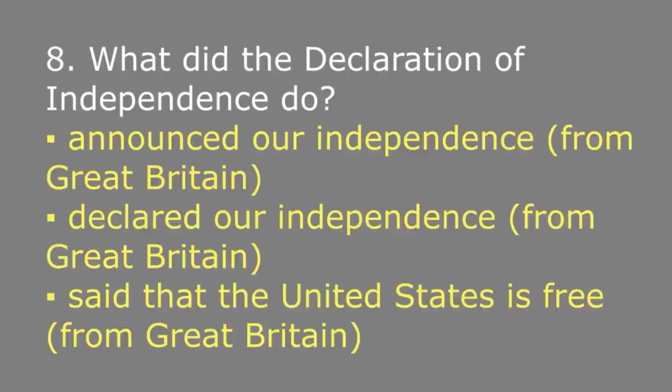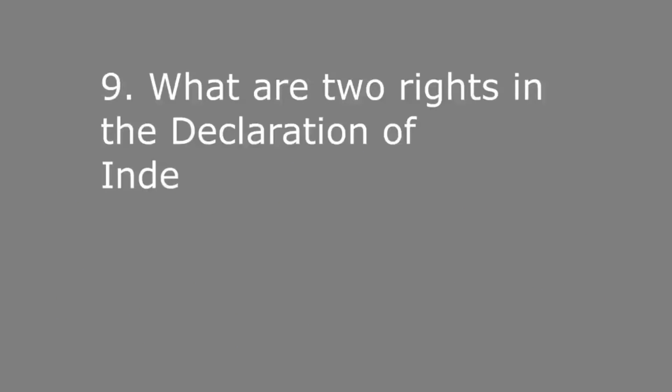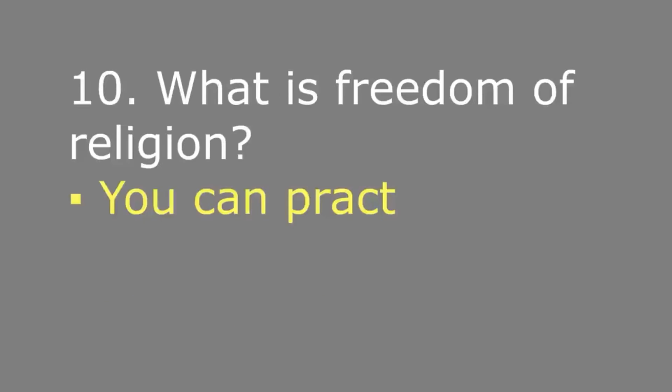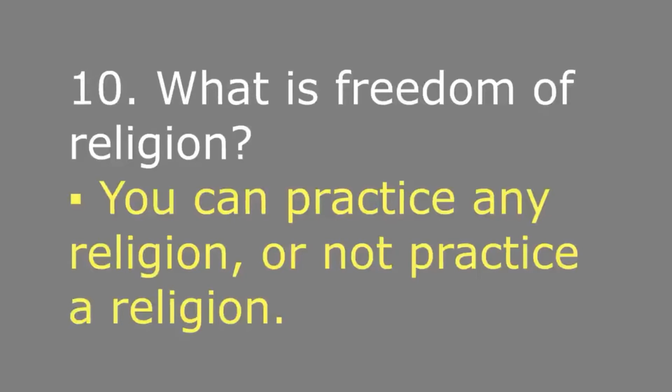What did the Declaration of Independence do? Announced our independence from Great Britain. Declared our independence from Great Britain. Said that the United States is free from Great Britain. What are 2 rights in the Declaration of Independence? Life, liberty, pursuit of happiness. What is freedom of religion? You can practice any religion, or not practice a religion.